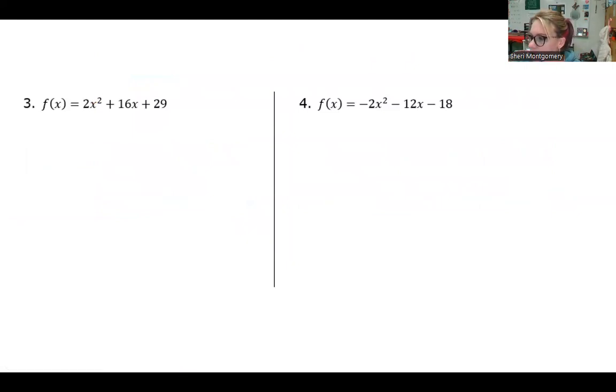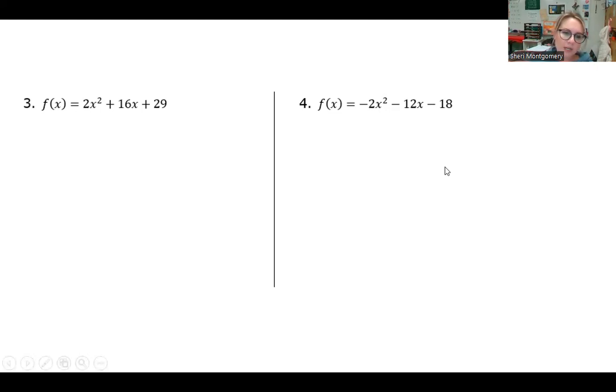Most of them that you're going to do, I would say the majority, are going to be just like the first 2 problems, but you do have a few problems where A is not equal to 1. So like here, A is not equal to 1. Here A is not equal to 1. So I'm going to show you 2 of them just so that you know what to do when A is not equal to 1.